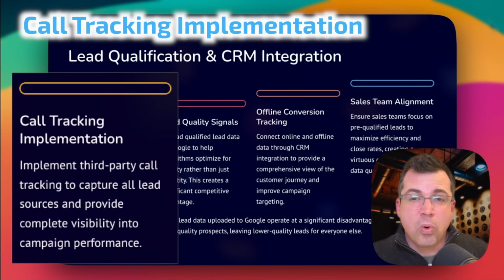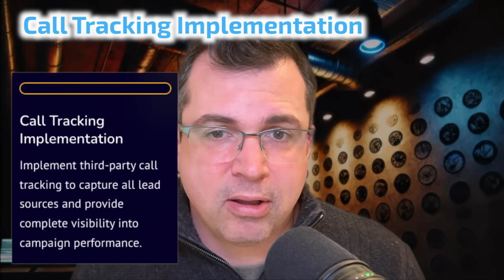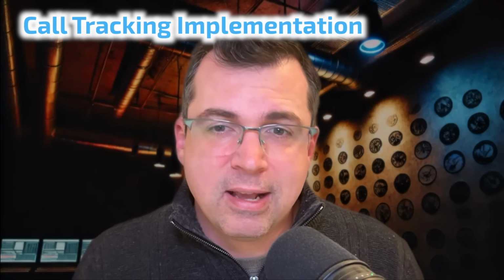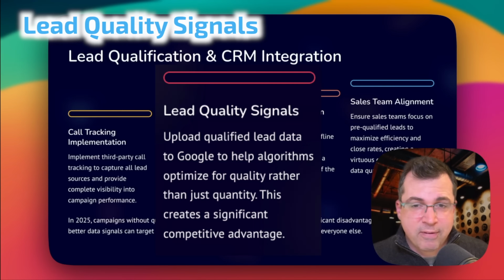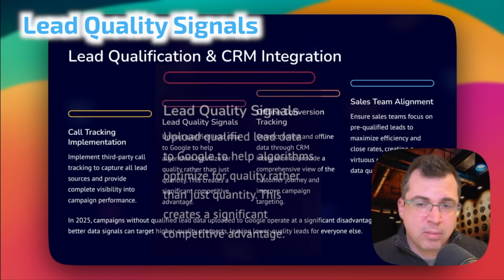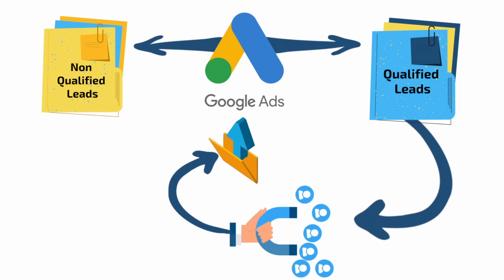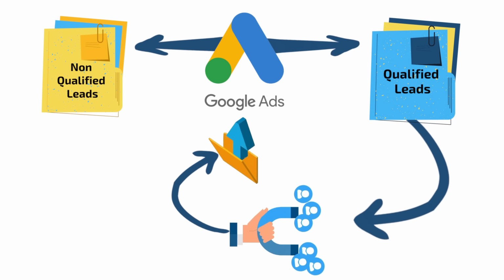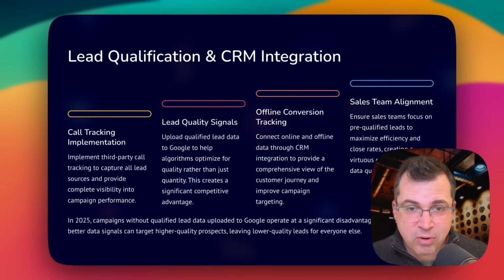I already mentioned call tracking, and it's a crucial part of having near 100% coverage on your leads to see exactly where your leads are coming from. For lead gen in 2025, if your qualified leads are not being uploaded to Google, your campaigns have a huge disadvantage over others. Because your competitors have better data uploaded to Google, their campaigns can focus on generating more qualified leads for them. Meanwhile, you will get the lower quality ones.